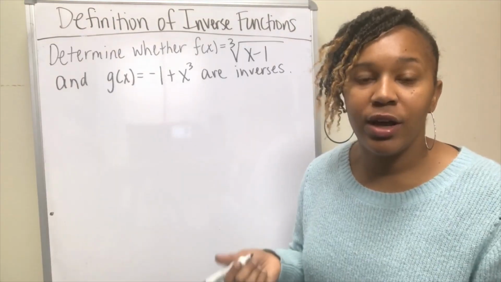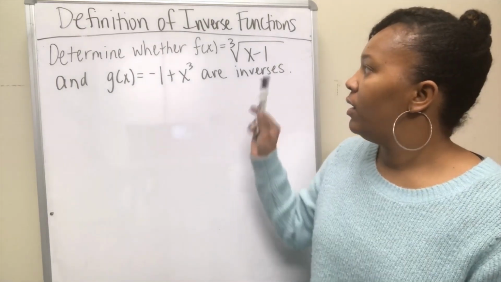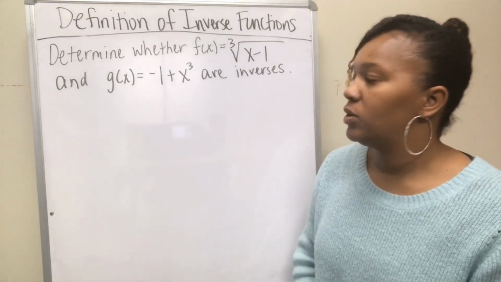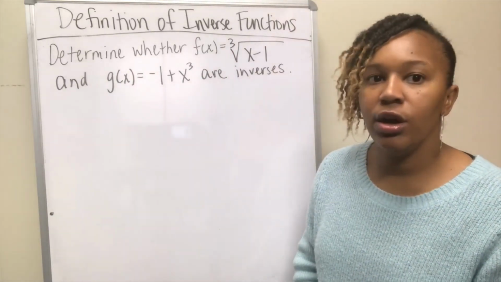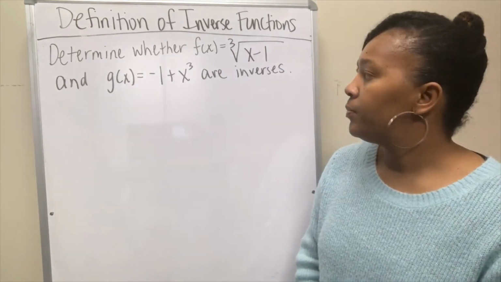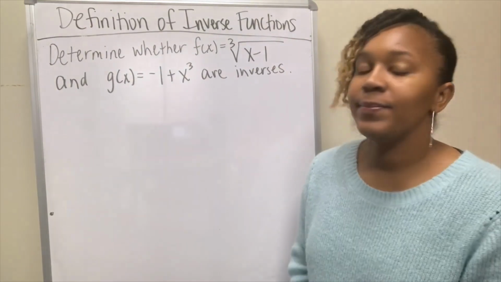Okay, now you try this one. I want you to determine, using the definition, if f of x equals the cube root of x minus 1 and g of x equals negative 1 plus x to the third are inverses of each other. So pause the video for a moment and try it.